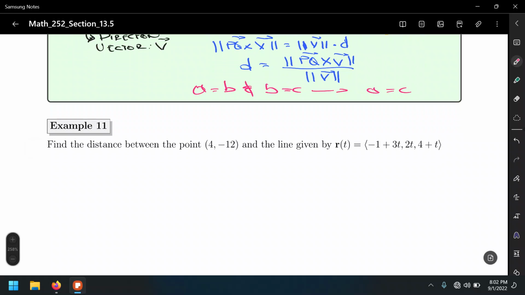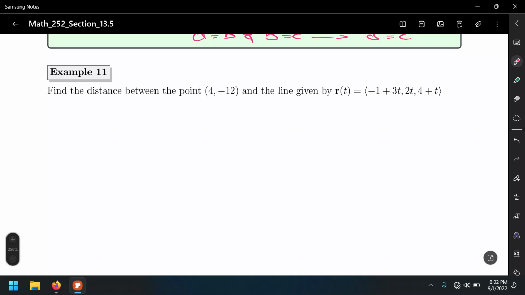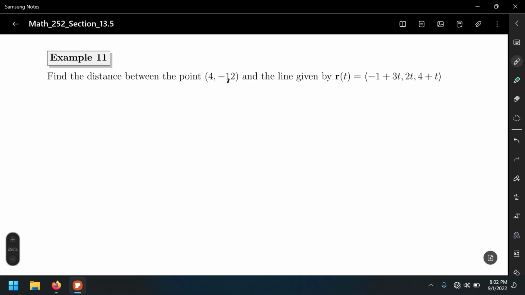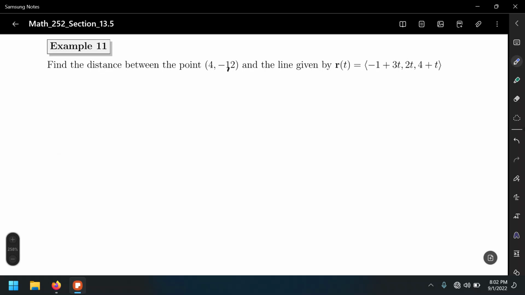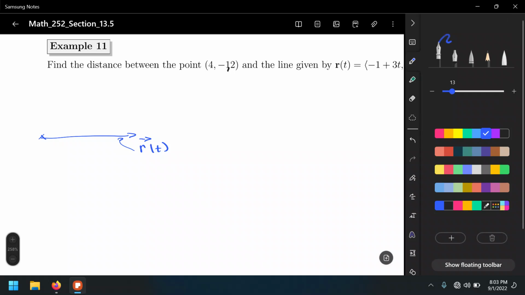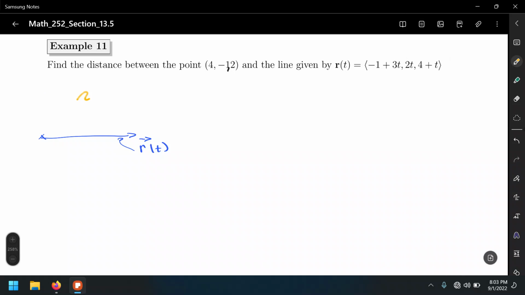All right, so let's find the distance between the point 4, -1, 2. Your PDF should be updated; my file is not, there's a missing comma here. And the line given by -1 plus 3t, comma 2t, comma 4 plus t. Okay, picture. This is the line, this is r of t, and this is the point Q, which is given.